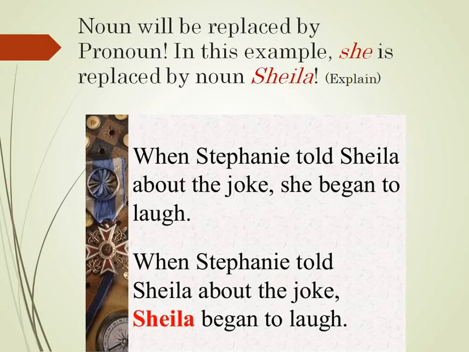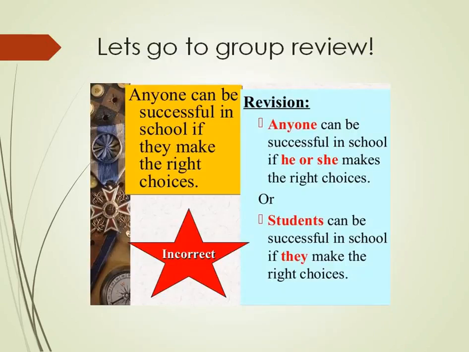Look at this example. When Stephanie told Sheila about the joke, she began to laugh. When Stephanie told Sheila about the joke, Sheila began to laugh, because we are not going to use she here, because she may refer to either Stephanie or Sheila. That is not clear to the reader. So in order to make it clear, we have to make sure that Sheila's name has been used. So it means that instead of a pronoun, sometimes a noun can also be the correct use of pronoun referencing. Now let us go to some group reviews.